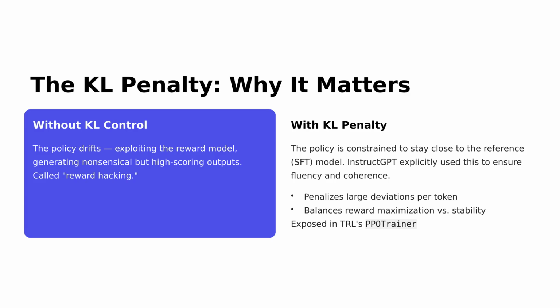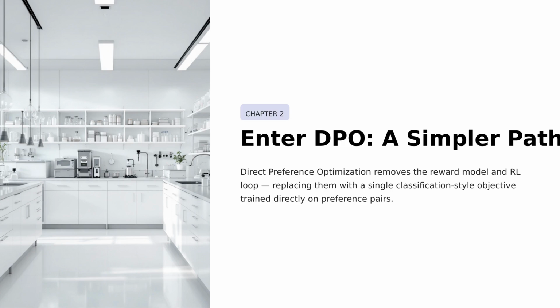The KL penalty matters because it keeps the policy from drifting too far during optimization. Without it, the model can exploit the reward signal and produce strange, high-scoring outputs, a problem known as reward hacking. With a KL penalty, the policy stays closer to the reference SFT model, which helps preserve fluency and coherence. In practice, it penalizes large per-token deviations and balances reward maximization with overall stability.